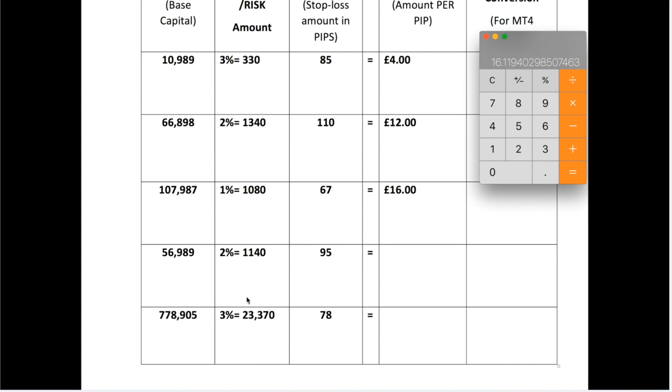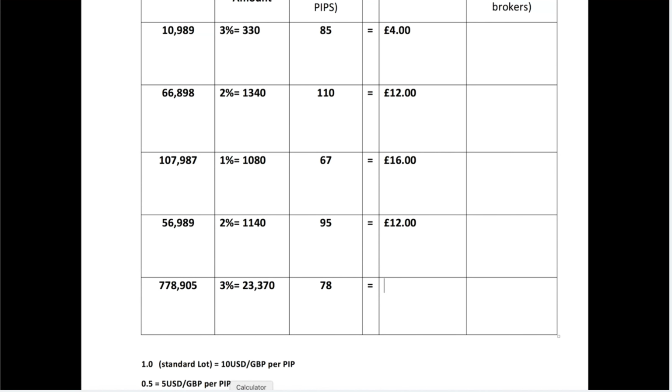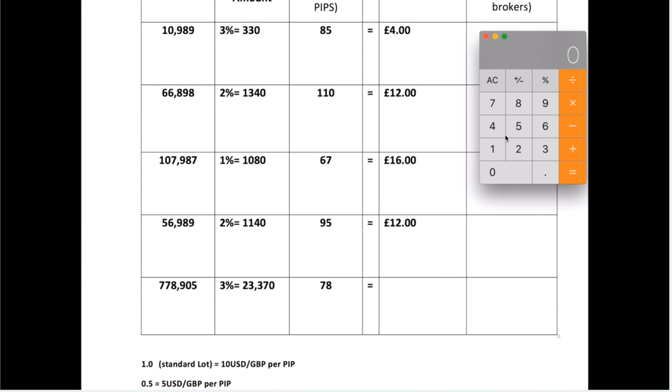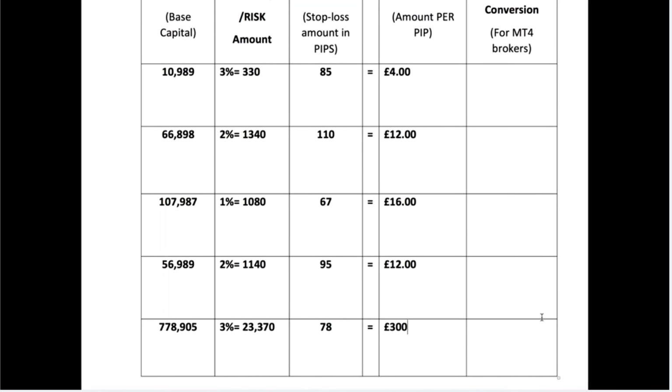Next, we have our risk amount 1,140, divided by 95 pips stop loss equals 12. It's £12 a pip, bang on. So over here, we have our big boy risk, 3% risk on our huge account. So it's 23,370 divided by 78 pips equals 299.61. So we can go £300 a pip. There we go, guys.